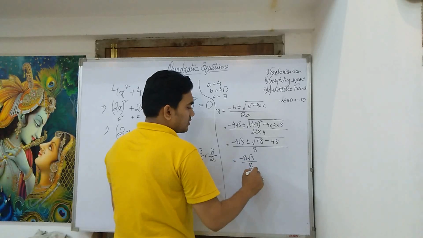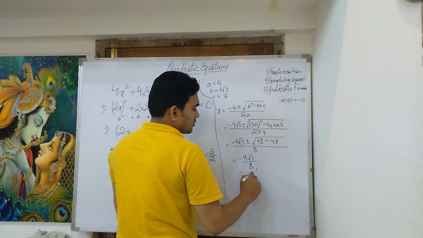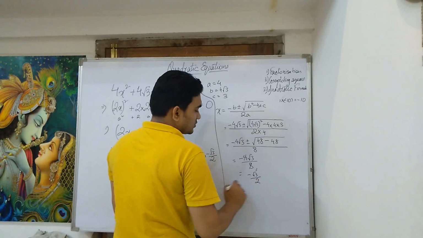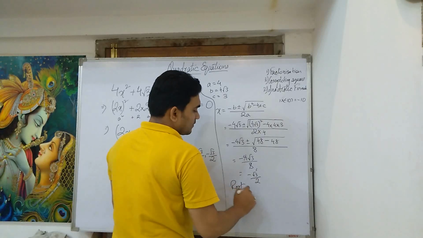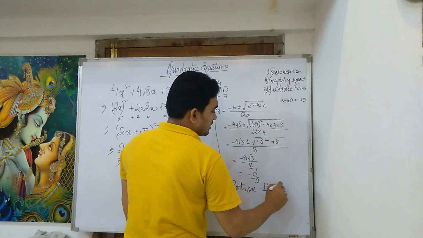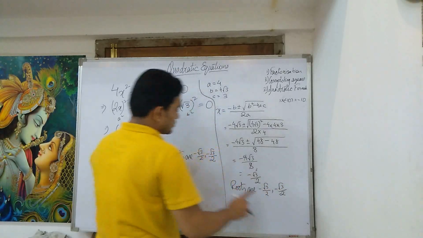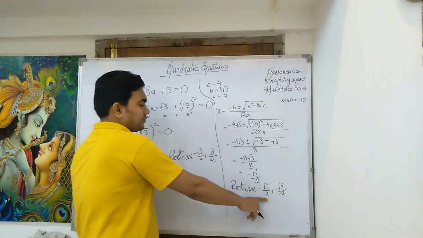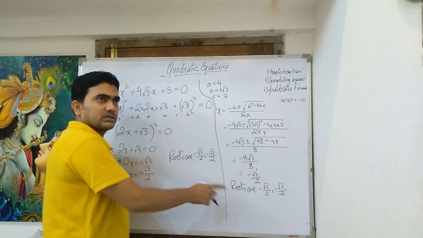Now let's cancel out. So this turns out to be root 3 by 2. So the roots are minus root 3 by 2, comma, minus root 3 by 2. See, the roots are similar, it's the same.